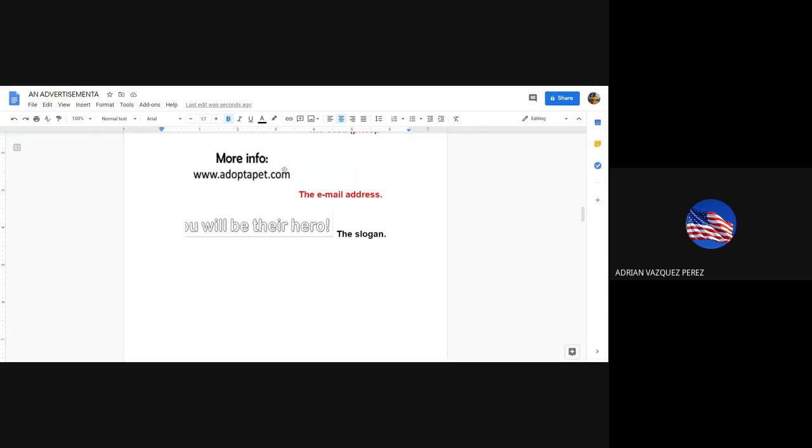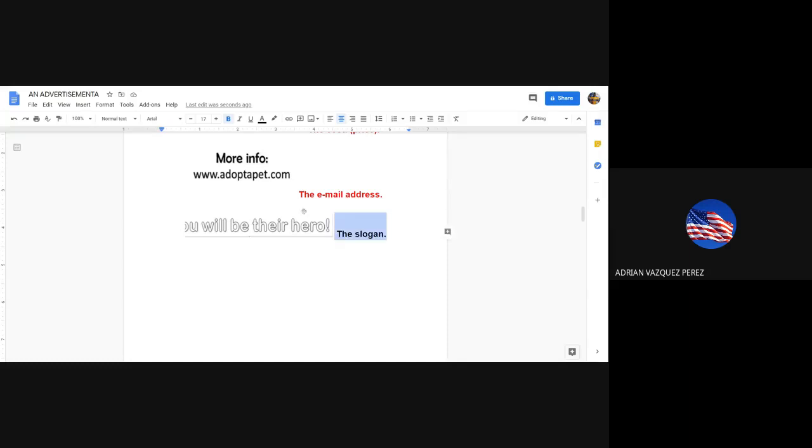This is called the email address. Esta es la dirección de correo electrónico para más información o el sitio web. Es www.adoptapet.com. Okay, that's the email address.